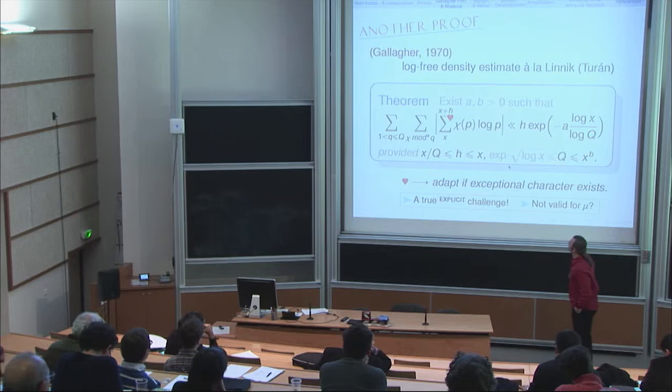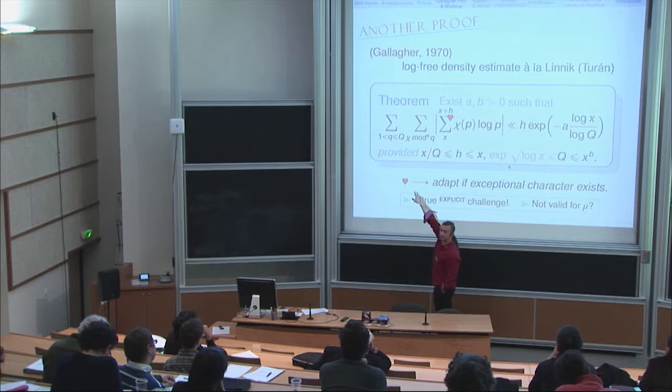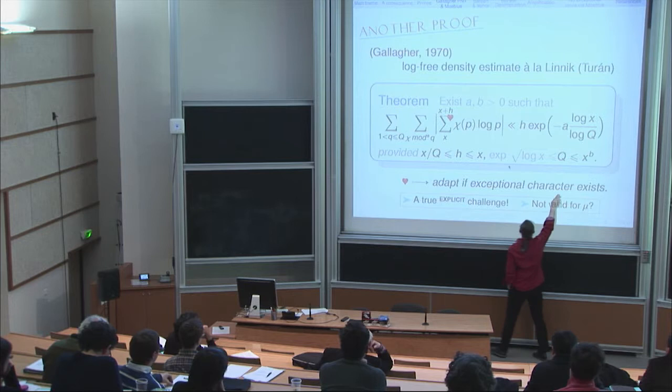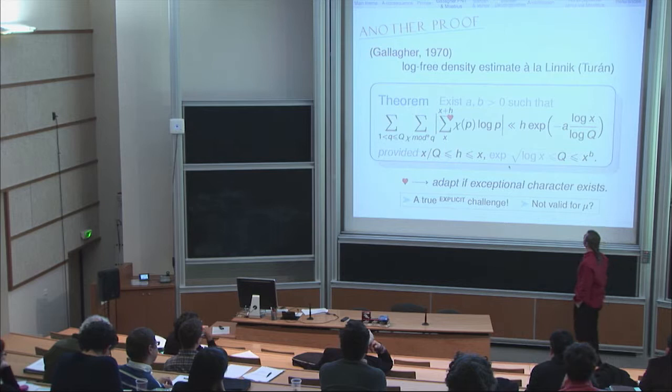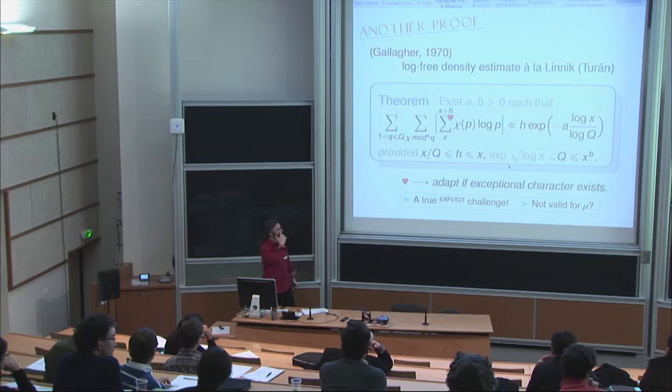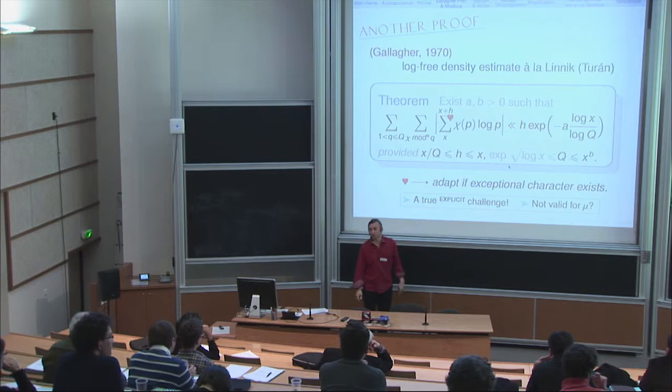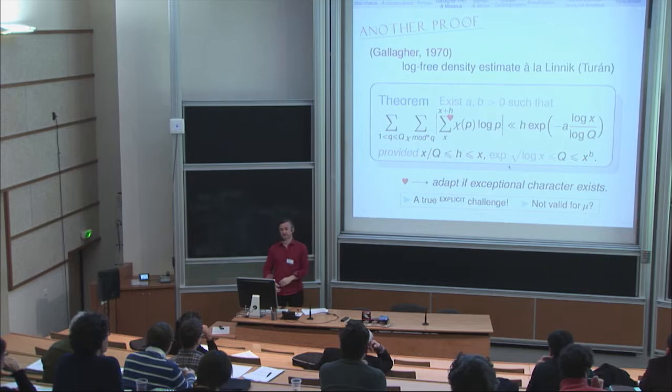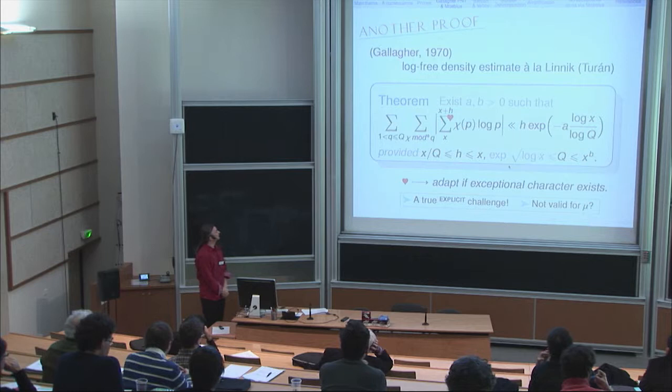You can take h to be a power of x with a power less than 1, and the capital Q, the modulus till which you go, can also be a power of x. So if you look at this theorem, well, it gives you about the result you want for the primes. So take capital Q to be the modulus you want, your little q, and take it small enough so that the exponential of log x upon log q is small. And you will get exactly the estimate I mentioned.